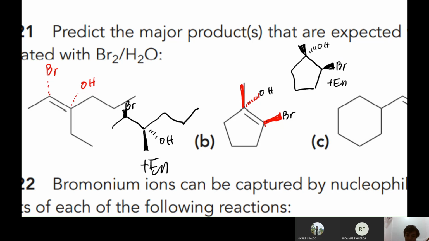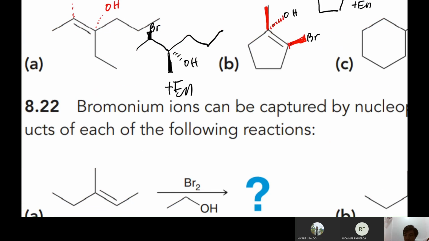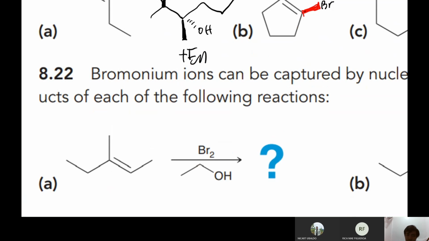So let's try this one. 2.2. Oh no, sir, how do we do this? It's not water. What's our solvent? That is ethanol. Okay, that's fine. The concept is, when the solvent is different, it's the same. It's the same whether that's water or other solvents. So we'll do the same process.